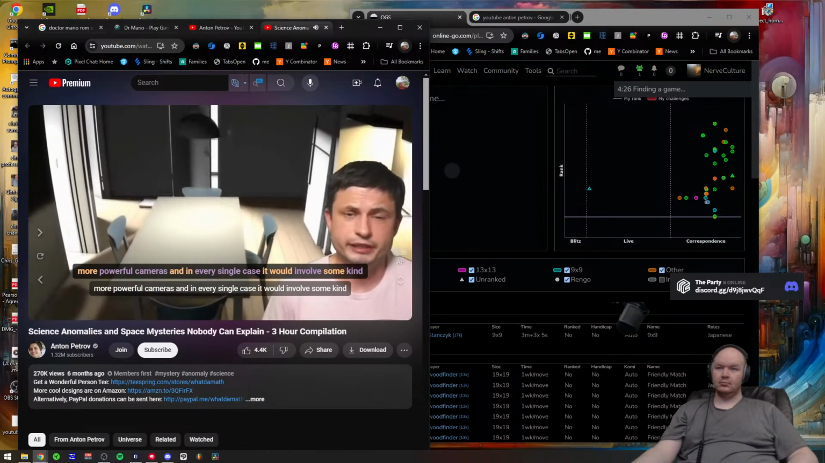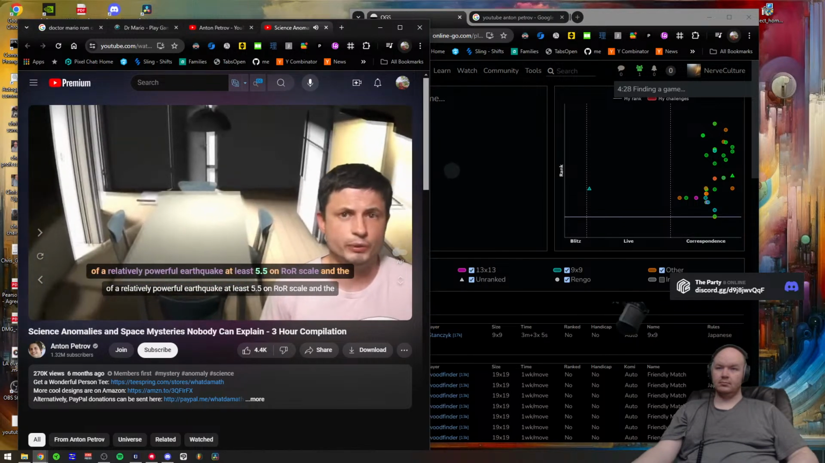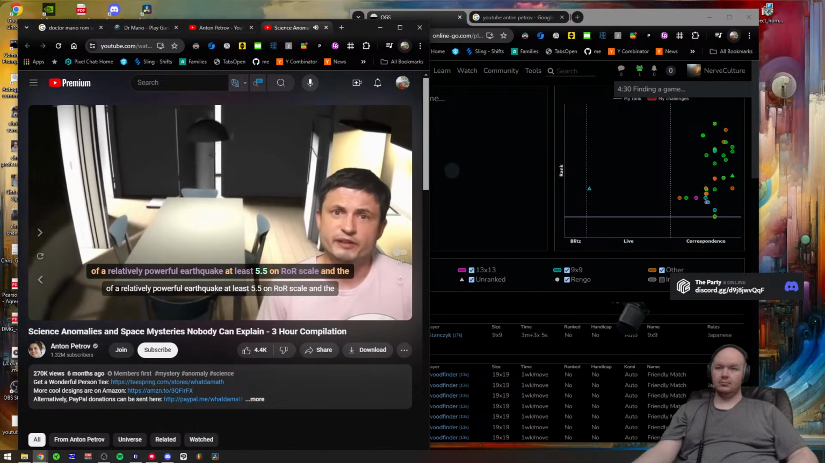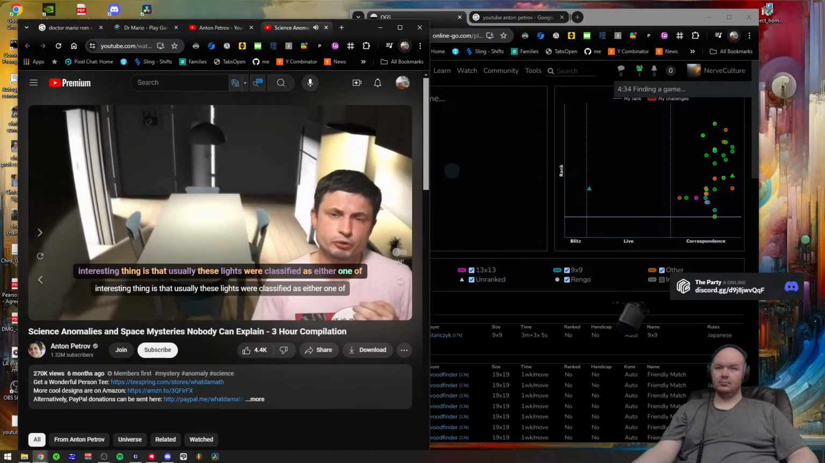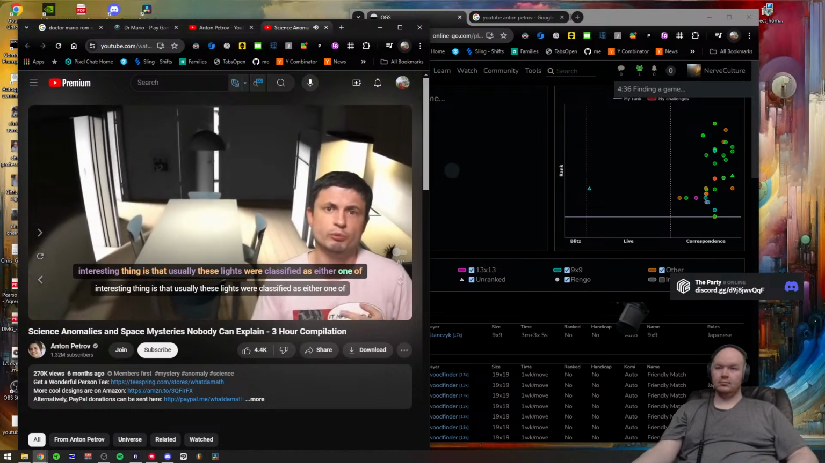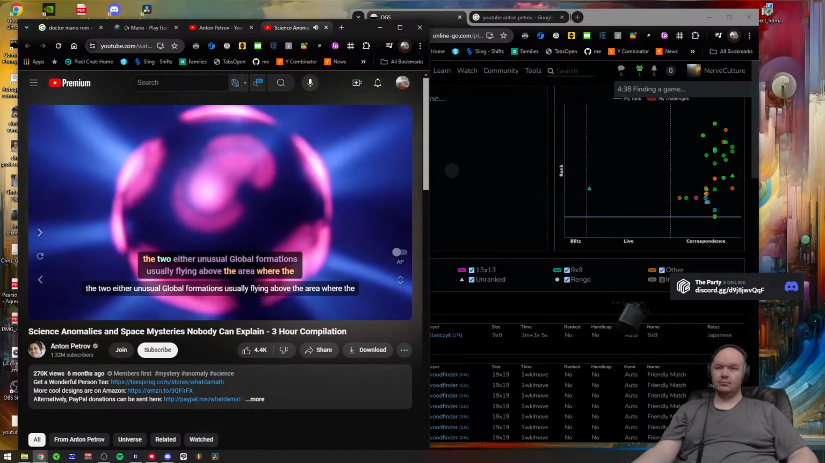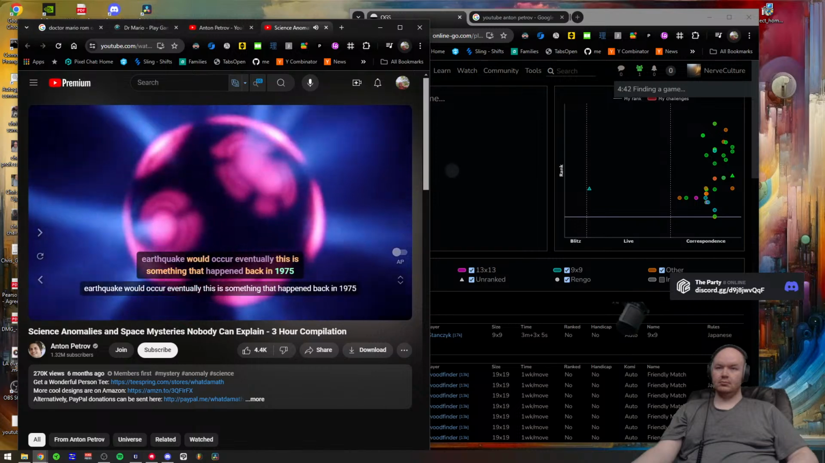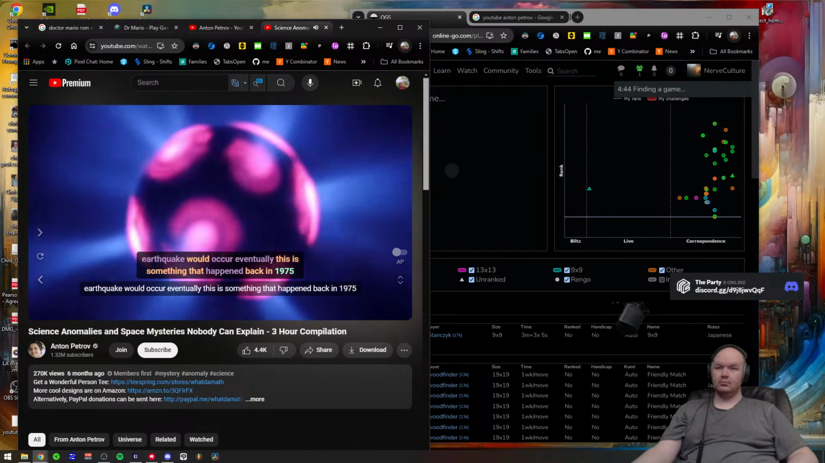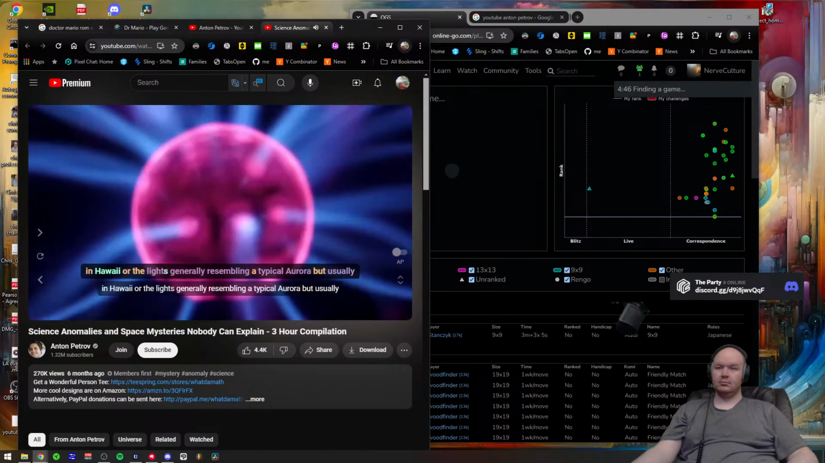And in every single case, it would involve some kind of a relatively powerful earthquake, at least 5.5 on the Richter scale. And the interesting thing is that usually these lights were classified as either one of the two. Either unusual globular formations usually flying above the area where the earthquake would occur eventually. This is something that happened back in 1975 in Hawaii.